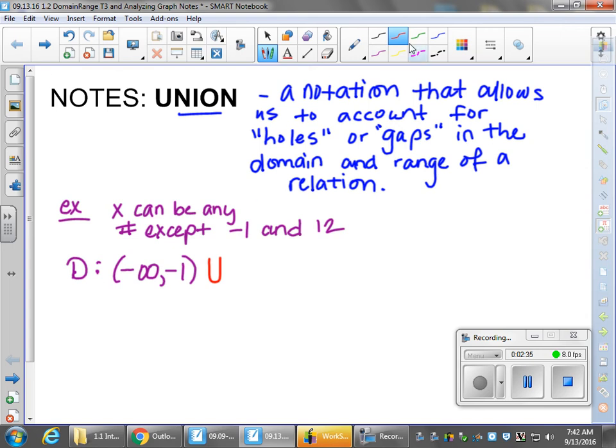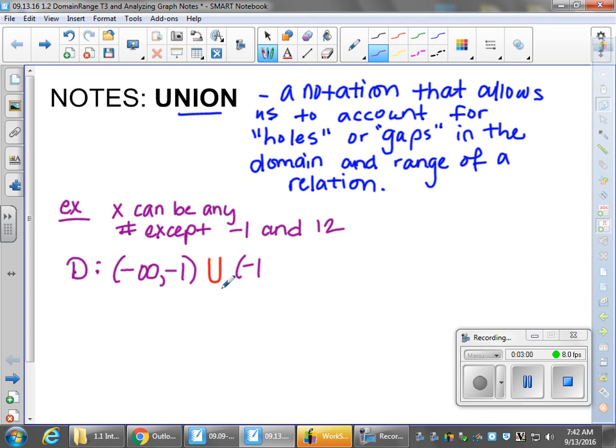Union. Where am I going to pick up my domain from? Nope, careful. Think of a number line. What comes after negative 1? 0. So if I start at 12, I'm jumping all the way to 12. So we're actually going to pick up right where we left off. Still with a parenthesis.